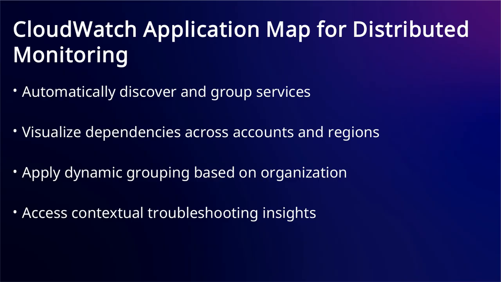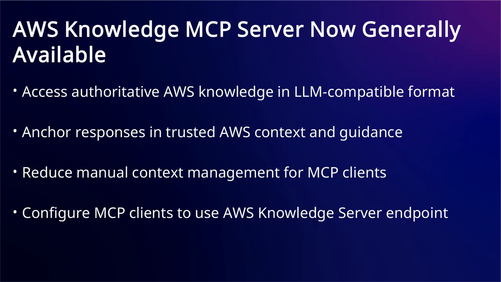in distributed applications. AI agents and MCP clients often lack access to up-to-date, authoritative AWS information, leading to potential inaccuracies and inconsistencies. The AWS Knowledge MCP server solves this by providing a centralized source of trusted AWS knowledge. You can access documentation, best practices, and regional availability data in an LLM-compatible format. This allows you to anchor responses in reliable AWS context, improve reasoning accuracy, and increase execution consistency.